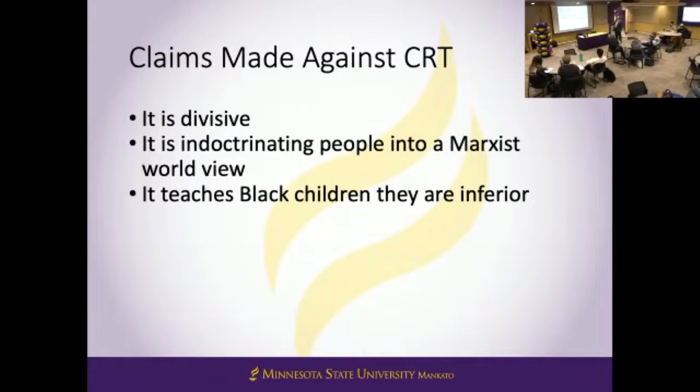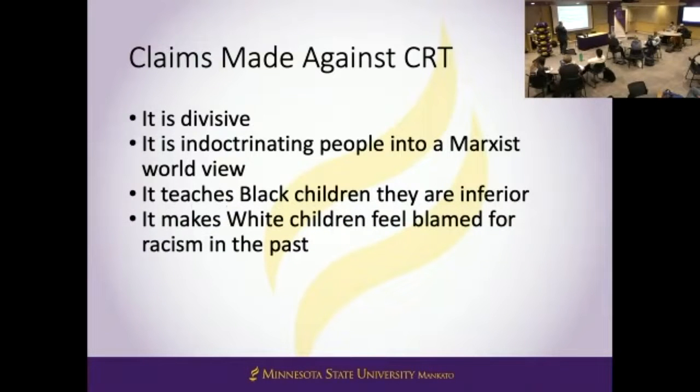Third claim, this is important for anyone in education, particularly K-12 education and other tangential professions to education, even higher education. It says it teaches Black children that they are inferior. Because if you call out the ways that race plays into people's outcomes, and particularly for Black folk and for Black children, somehow teaching them about race and racism causes them to think of themselves as inferior. So that's not good either. That's the claim.